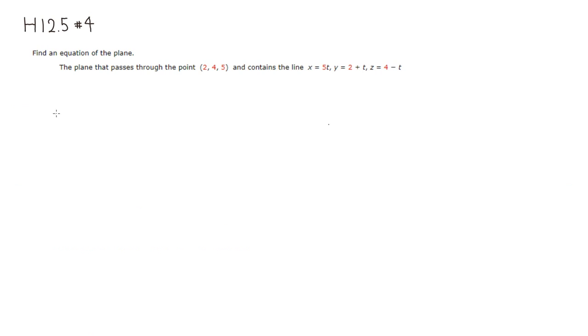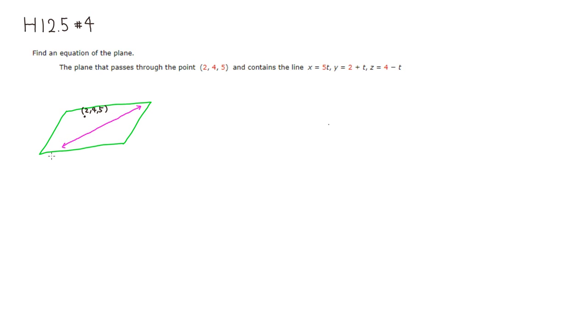So we have a plane, and we have a point on it. The given point is (2, 4, 5). Then the plane contains a line, so you're going to have a straight line sitting on the plane like that.